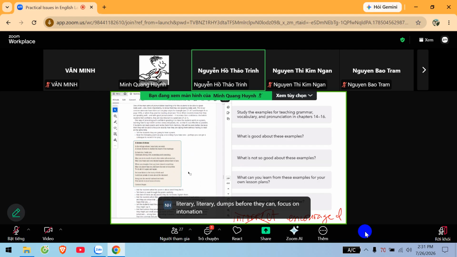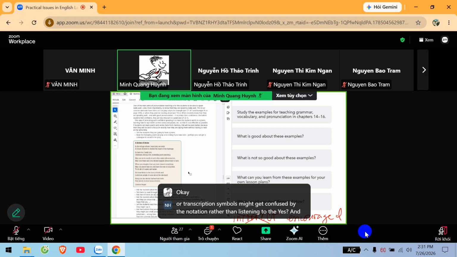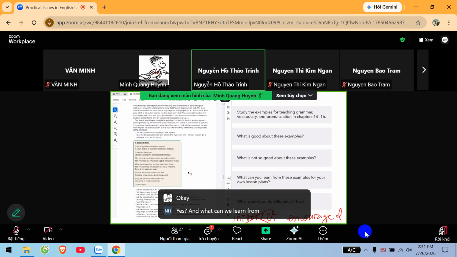The second one is over-reliance on phonetic symbols or visual notation. This means students who are unfamiliar with intonation arrows or transcription symbols might get confused by the notation rather than listening to the pitch. Okay. And what can we learn from this example for our own lesson plan?